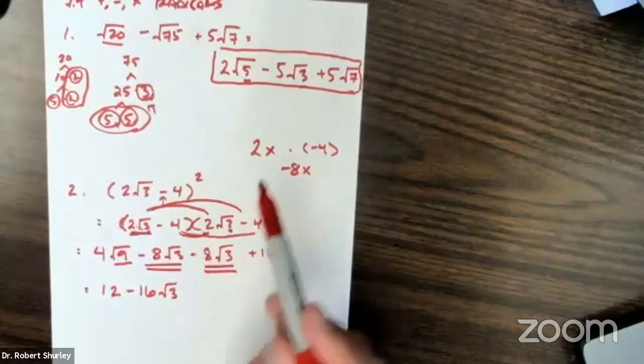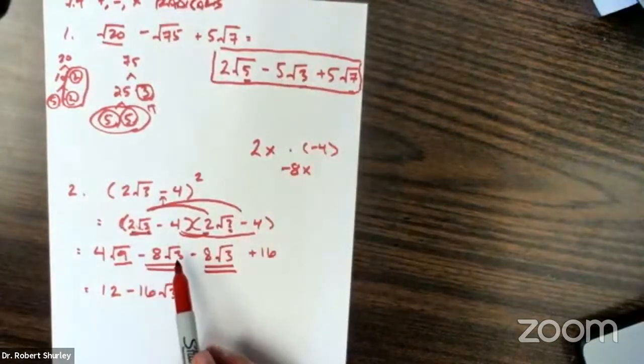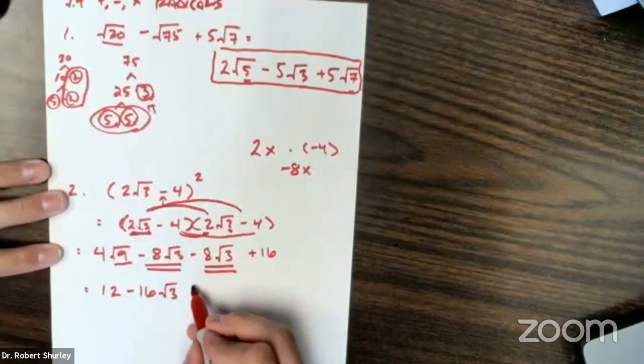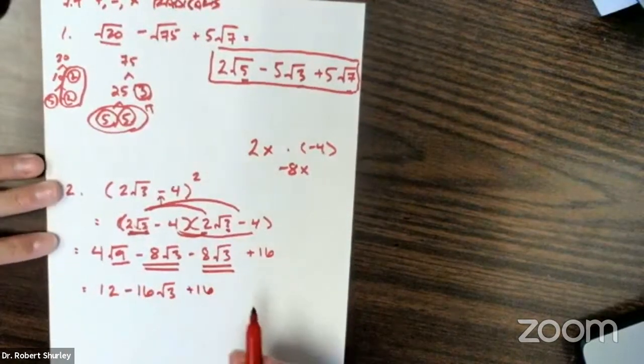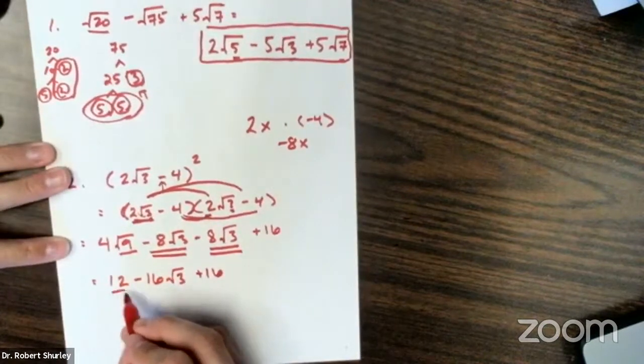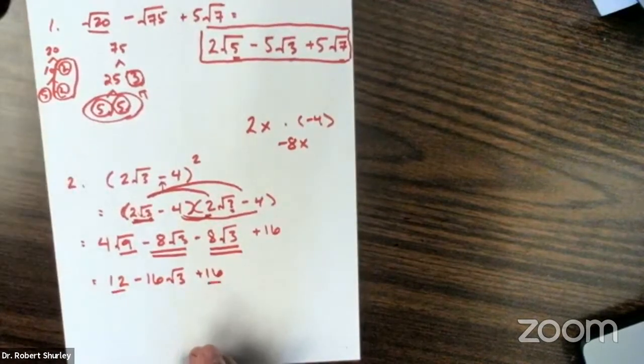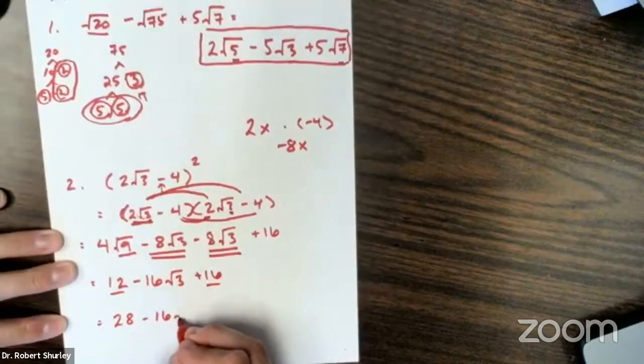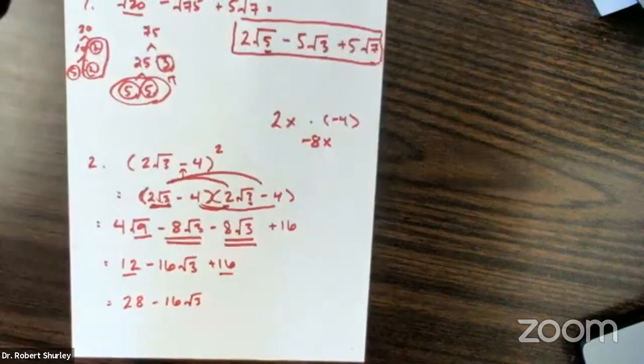Remember, when you add radicals, you just add the coefficients. Well, for this one, you're adding two negatives, -16. Now, on this one, we can add the 16 and the 12 together, and that gives us 28 minus 16 square root of 3.